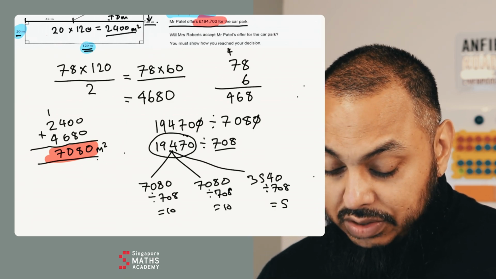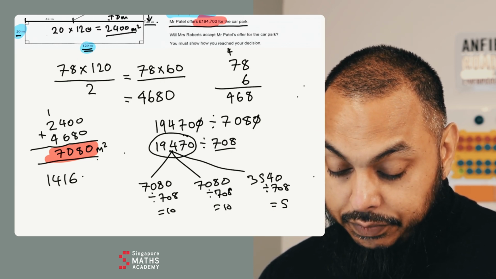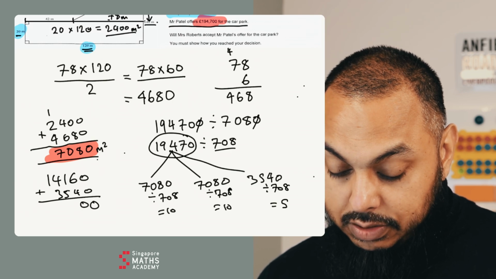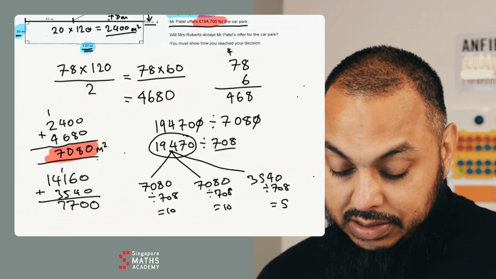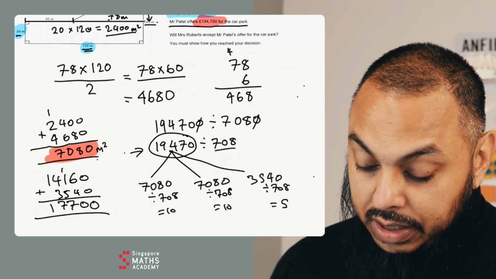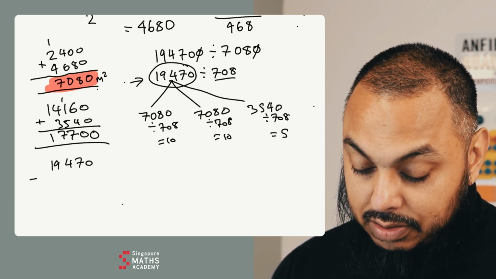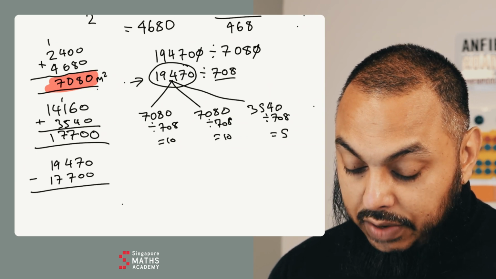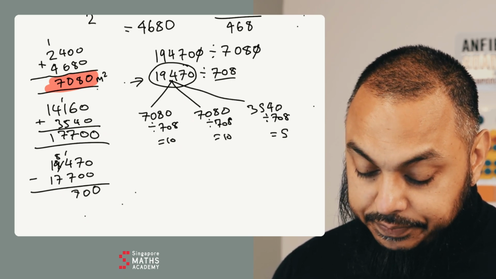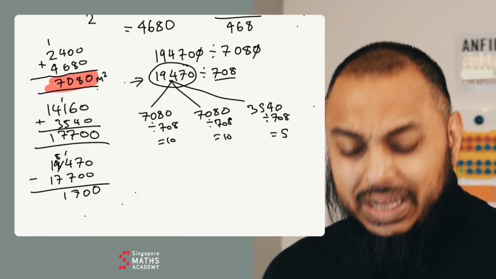How much does that add up to? 7,080 plus 7,080 is 14,160. And then I've got 3,540. If I add that together, I get 17,700, which is quite close to the 19,470, right? What's the difference between the two? 19,470 subtract 17,700. What have I got left? 14 take away 7 is 7. And then I've got 8 take away 7 is 1. So 1,770. So I know that's going to be a lot easier to divide, right?